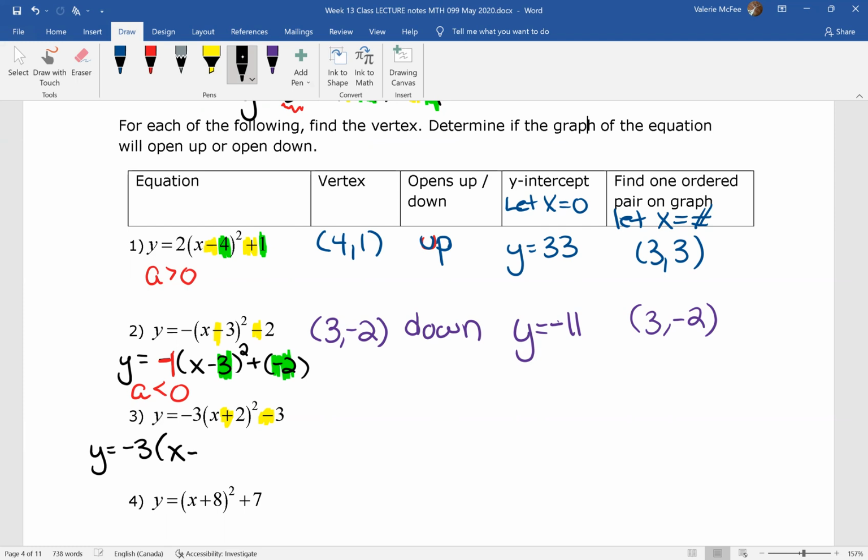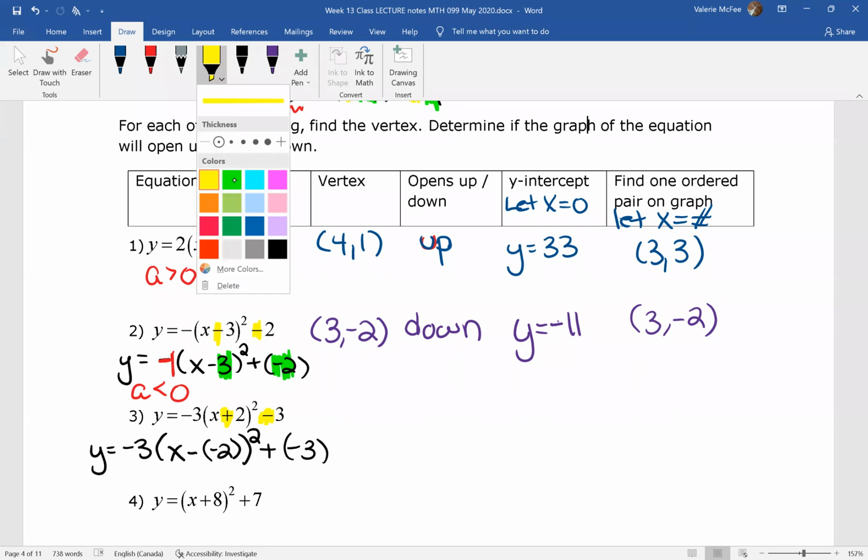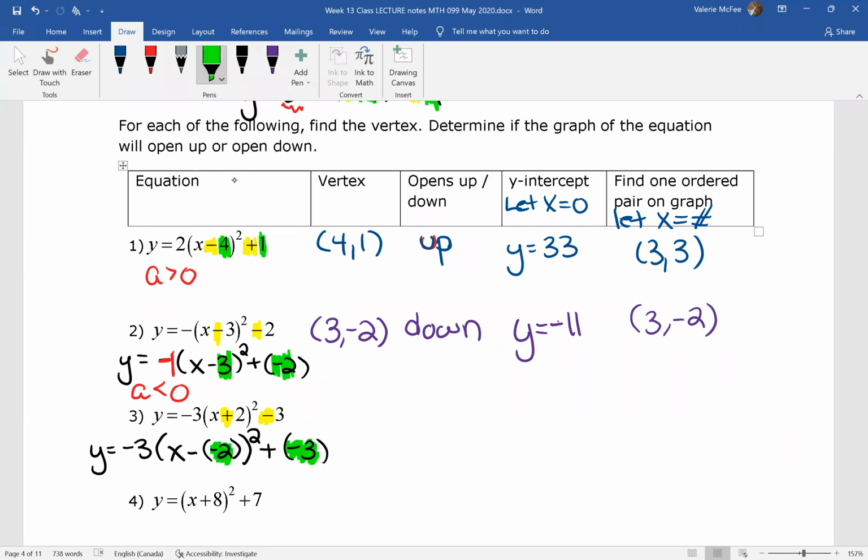x minus h. How do I get a minus sign there? I make this a negative 2. We already know how to make this one a minus sign, plus minus 3. Now I can see that h is negative 2 and k is negative 3.